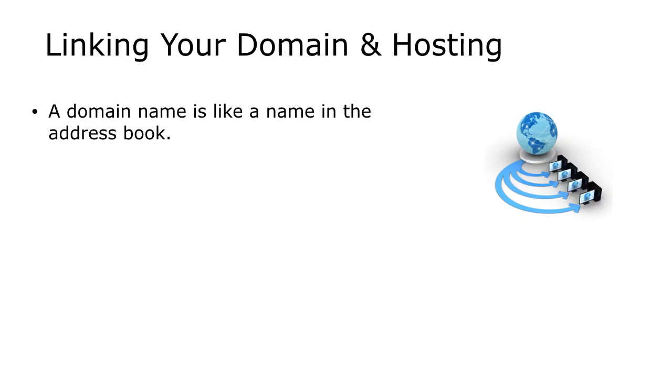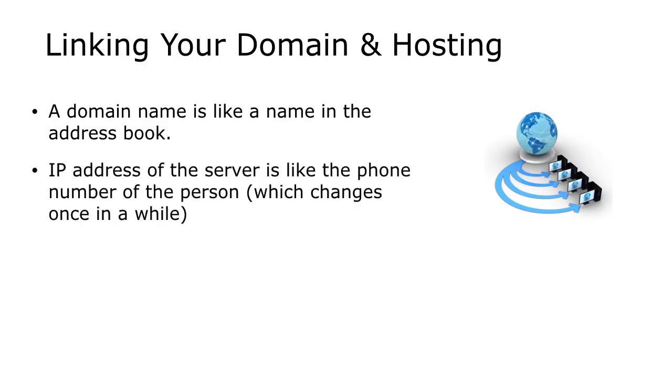Let's say you have the name of your friend. That name is not going to change ever, right? That name is going to be permanent. The IP address of the server is like the phone number of a person, which can change. For example, if you have a friend, he has a phone number, and maybe next year he changes his phone number, you will just update the phone number in your contacts in your phone, right? You will not change the name. The name never changes.